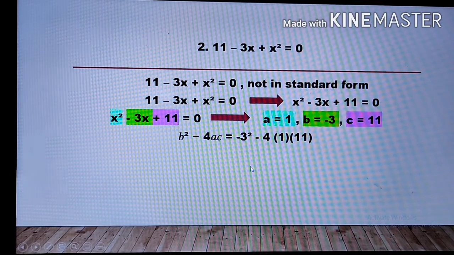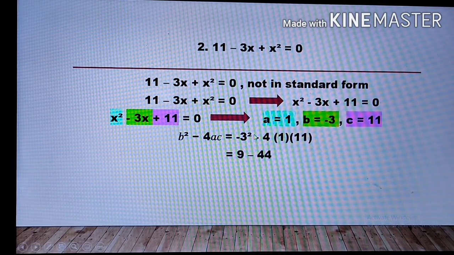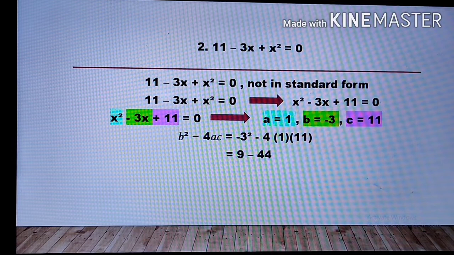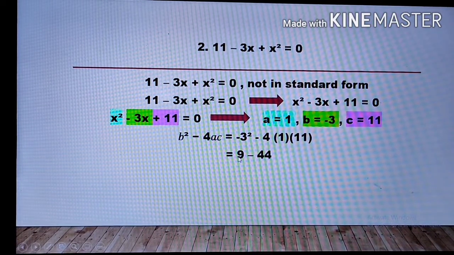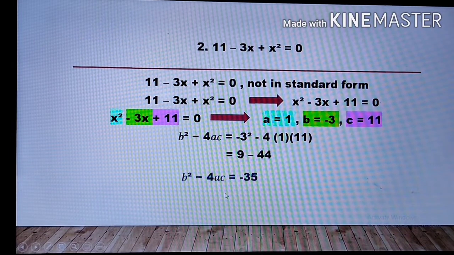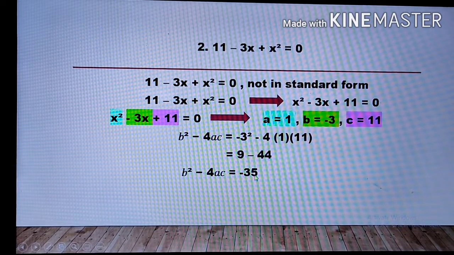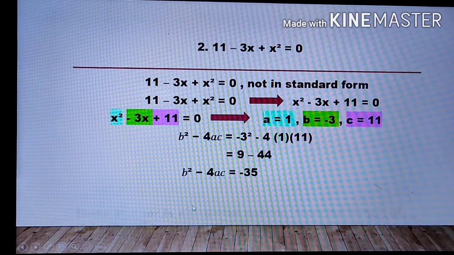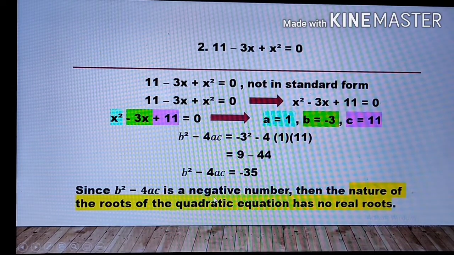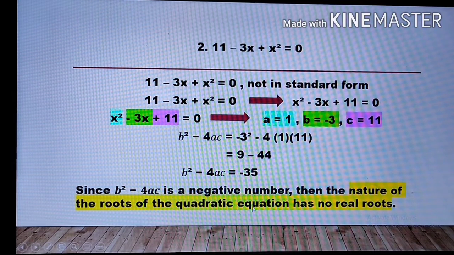So, positive 11. Negative 3 squared, negative 3 times negative 3 is positive 9. Then, negative 4 times 1 is negative 4. Negative 4 times 11 is negative 44. Kung ano yung sign ng number, yun din yung operation niya. So, negative man, ibig sabihin yung operation niya is minus. So, 9 minus 44 is equal to negative 35. Okay. So, since b squared minus 4ac is a negative number, then the nature of the roots of the quadratic equation is that it has no real roots.